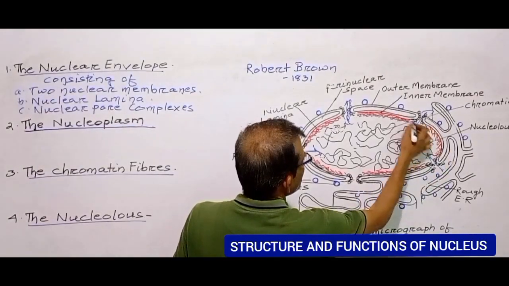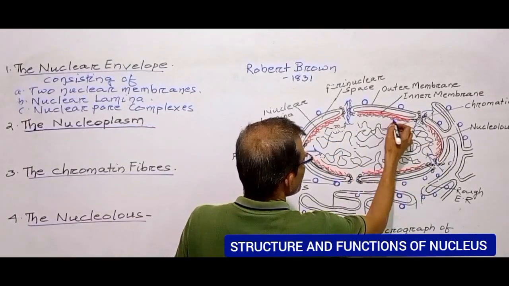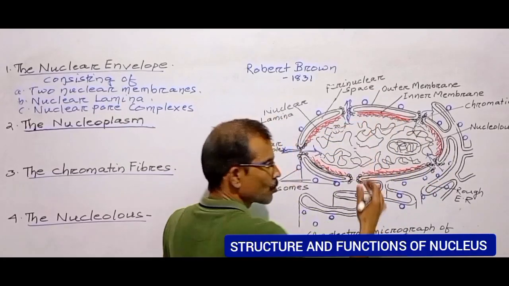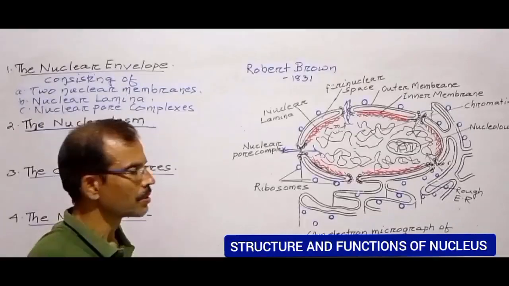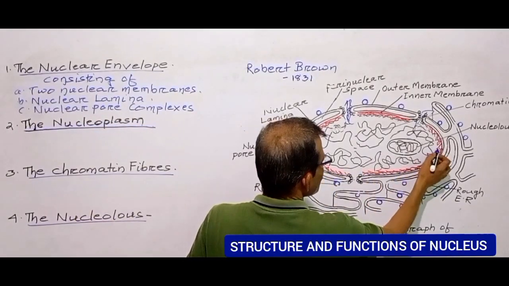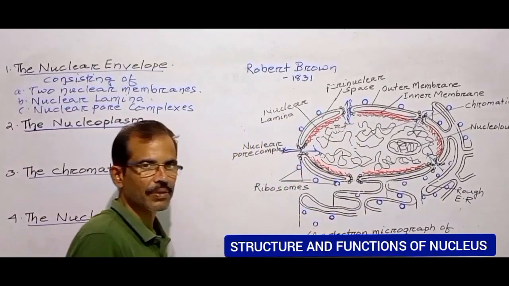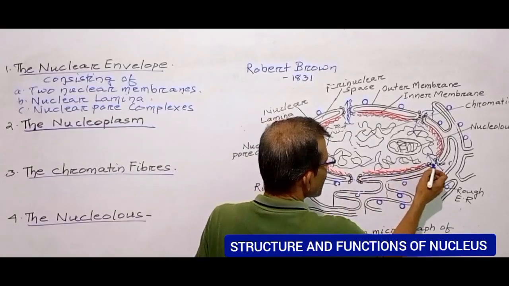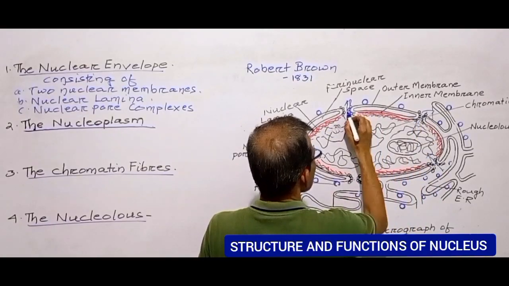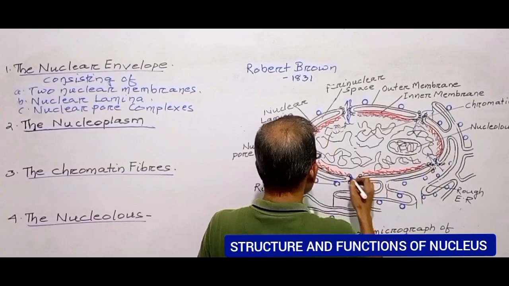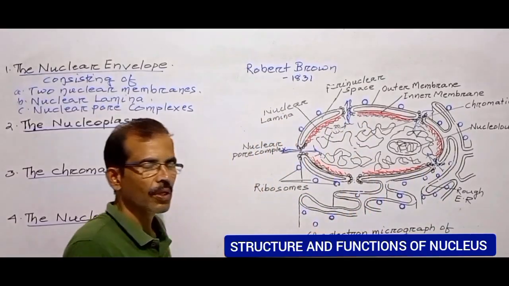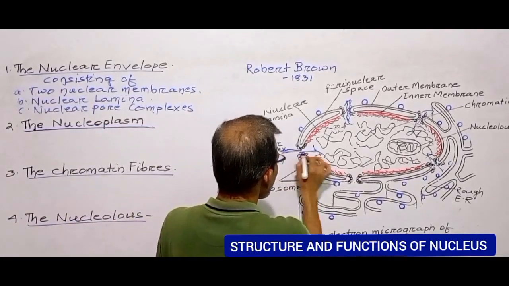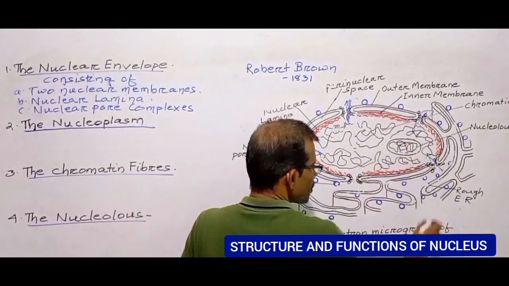Underlying the inner nuclear membrane is a nuclear lamina, which is a fibrous meshwork that provides structural support to the nucleus. It consists of a specific type of proteins known as lamins. The nuclear envelope is perforated by numerous nuclear pore complexes, which are the passage through which transport of ions, small molecules and macromolecules takes place between cytoplasm and the nucleus.